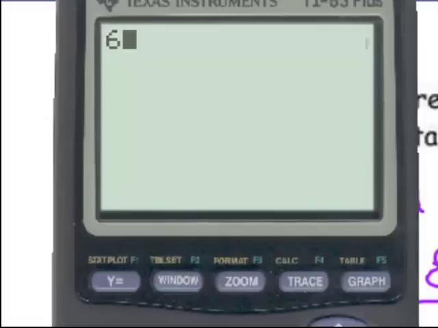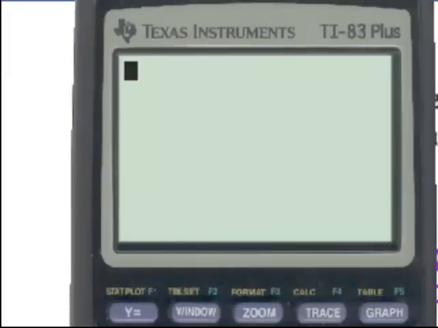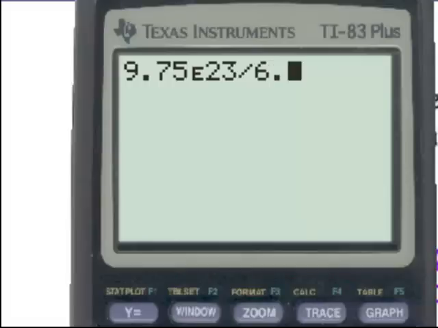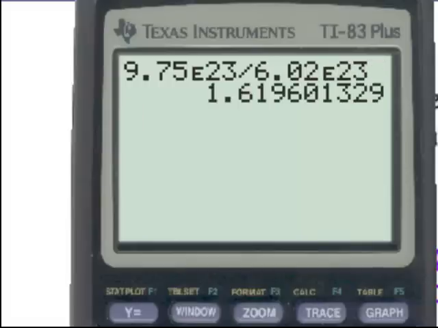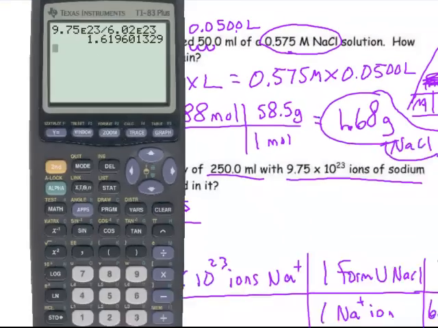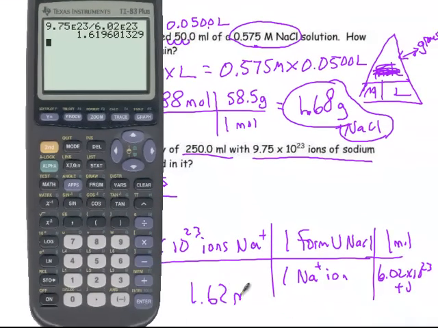One more time. Take my time a little more this time. 9.75 times 10 to the 23rd divided by 6.02 times 10 to the 23rd. Hooray! 1.62. So 1.62 moles.